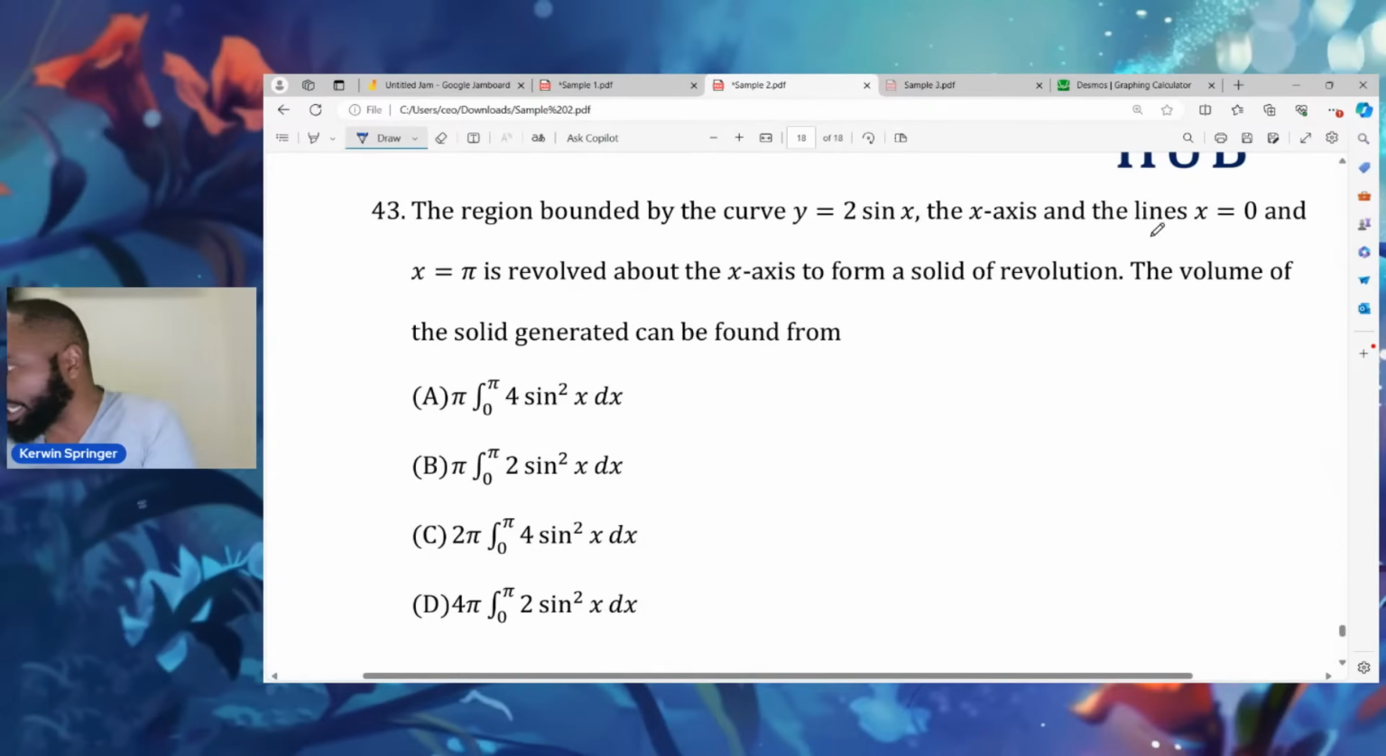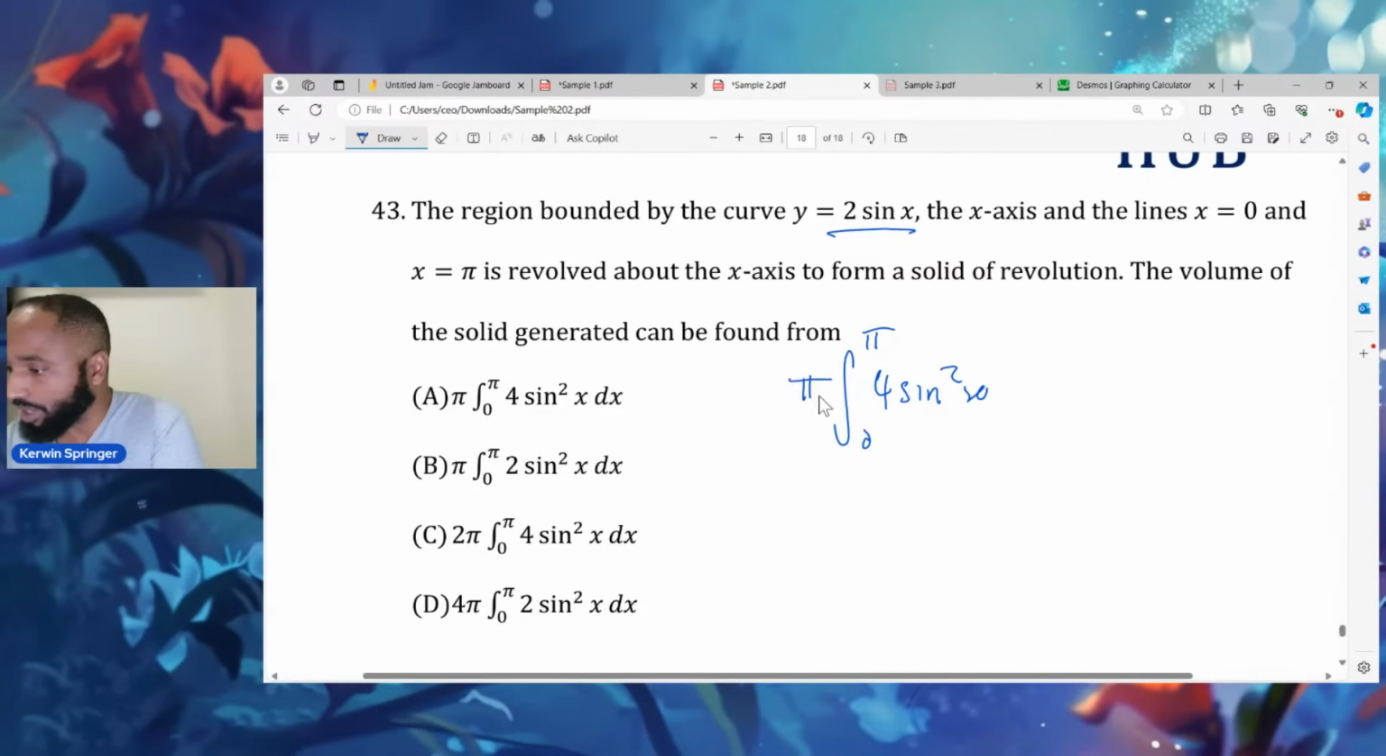Question 43: the region bounded by the curve y is equal to 2 sine x, the x-axis and the lines x is equal to 0 and x is equal to pi is revolved about the x-axis to form a solid of revolution, the volume. So we need to square this, so that'll be 4 sine squared x, because the 2 will square as well. We'll integrate this between 0 and pi, and we'll also multiply by pi.